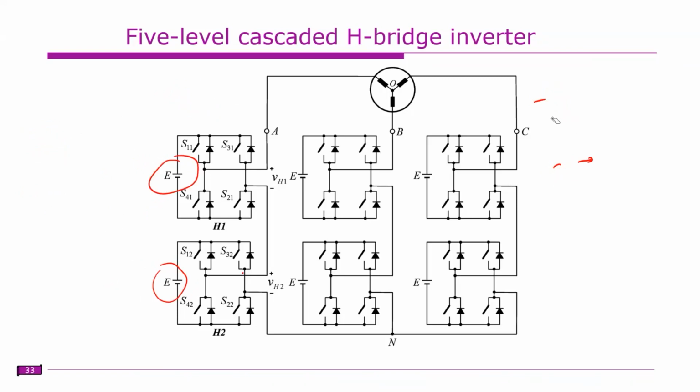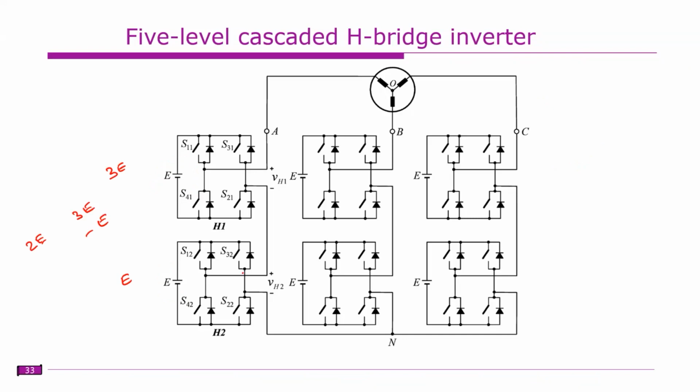So why are we discussing this? If, for example, you have 3E and this is E, then the switching redundancies are reduced. If you want 2E voltage, you have only one option: the top one is 3E and the bottom one is minus E. You have no more options, only one or two options. That means the switching redundancies are limited.